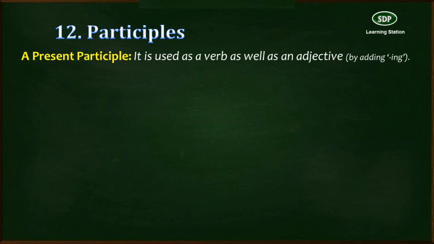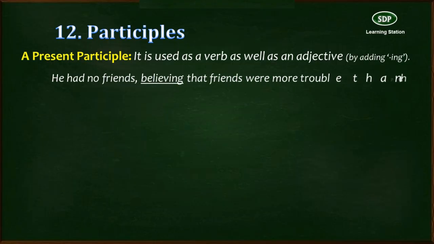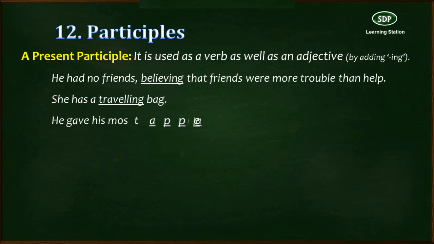Participles. A present participle is used as a verb as well as an adjective, by adding ing. He had no friends, believing that friends were more trouble than help. She has a traveling bag. He gave his most appealing smile.